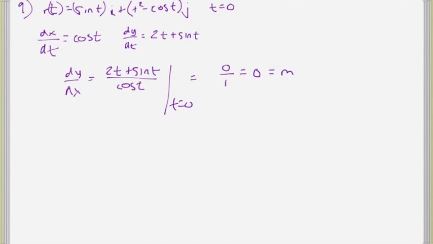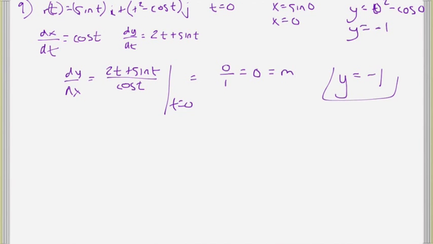To write an equation of a tangent, we need a point and a slope. So to find the point, we're going to plug t into the x and y parts of this. So x is going to be the sine of 0, or x will be 0. And y is going to be 0 squared minus cosine of 0, or y is going to be negative 1. If our tangent line has a slope of 0, that means it's a horizontal line. So its equation would just be the y value of negative 1, which gives us the horizontal line.